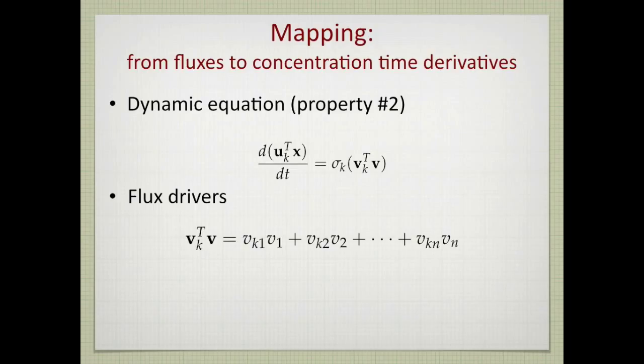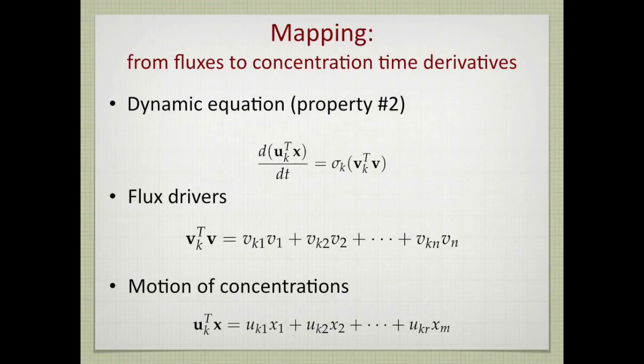And likewise, in the derivative, I transpose U now, so the columns in U are now rows, and I multiply that into X, the vector of concentrations, and I get some linear combination of the concentrations. So what this says is some linear combination of the fluxes are driving some linear combination of concentrations. And this driver and this motion is independent of everything else that happens, and is characterized by the corresponding singular value, sigma k.